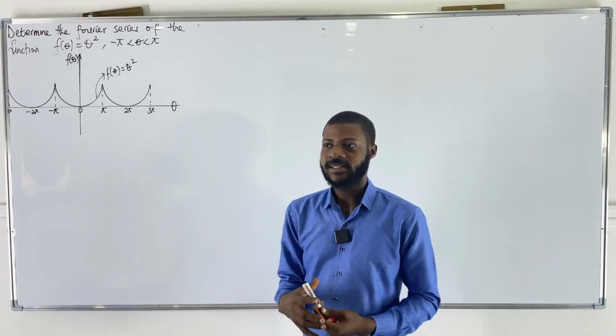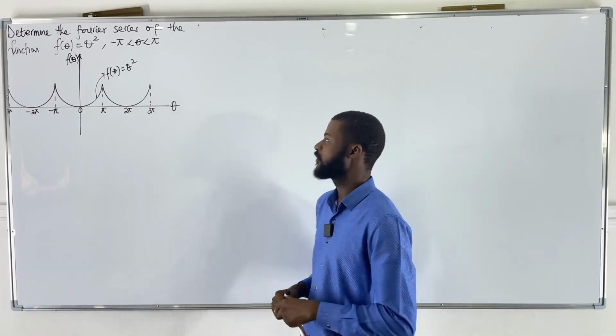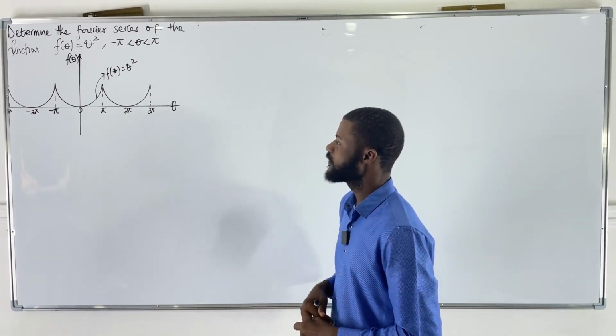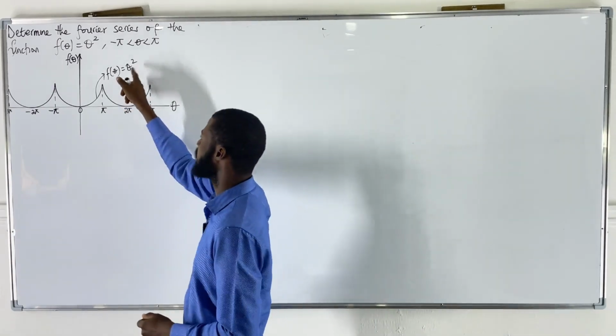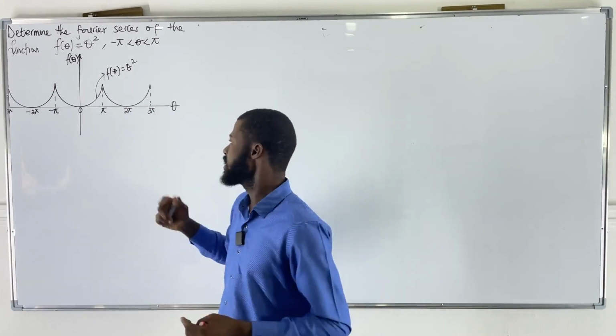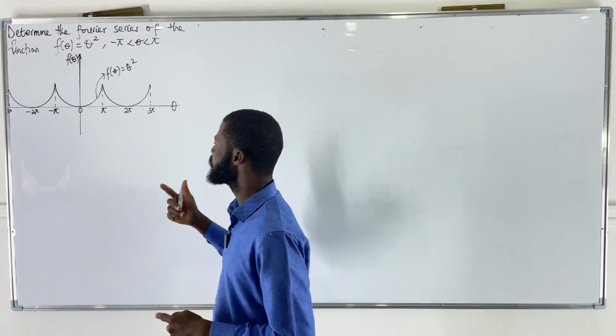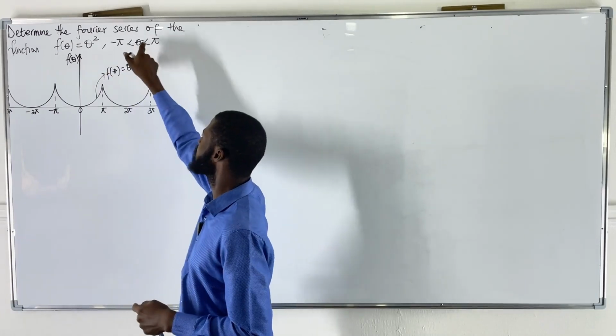But the thing is, let's wind back a little bit. Do you think this function is even? Yes, I do. I think this function is even. This is theta squared, or you could call it x squared. So it's even. The interval, is it symmetric? Yes. The interval is from minus pi to pi.